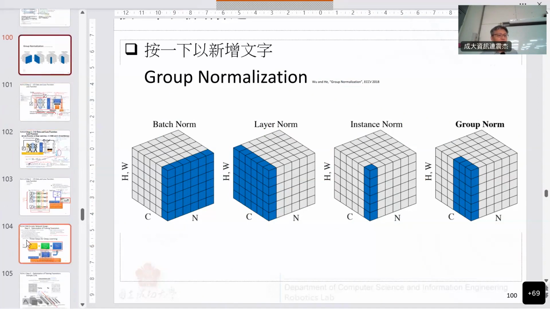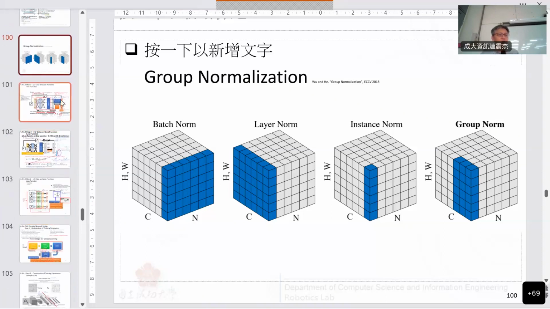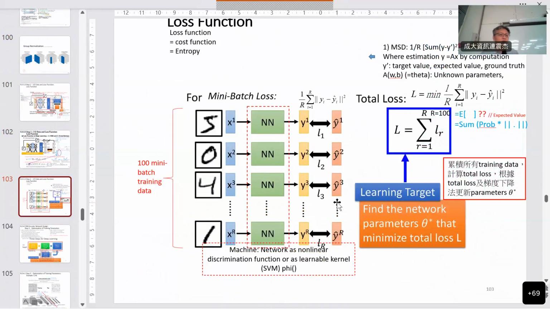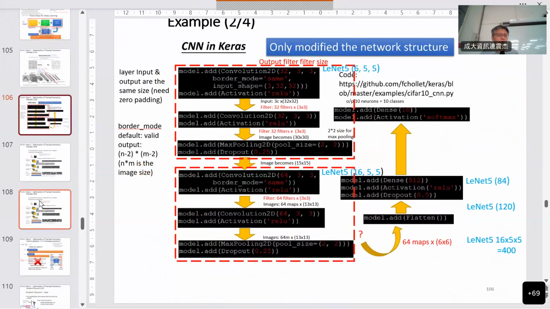Next week I will continue to talk about the rest of them. We are almost done. The final one is the loss function. After the loss function, we will have almost finished this part. Now there is an example here. Okay, so that's it for today's lecture.